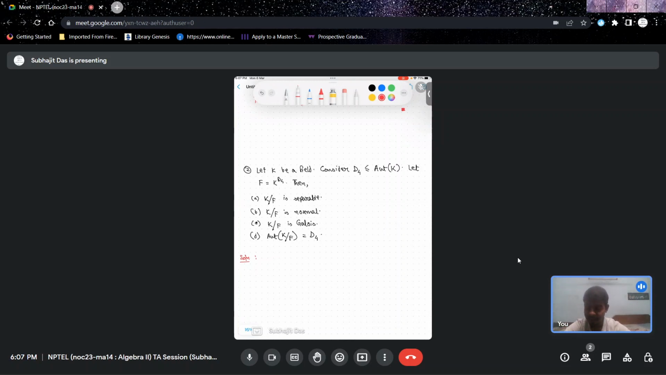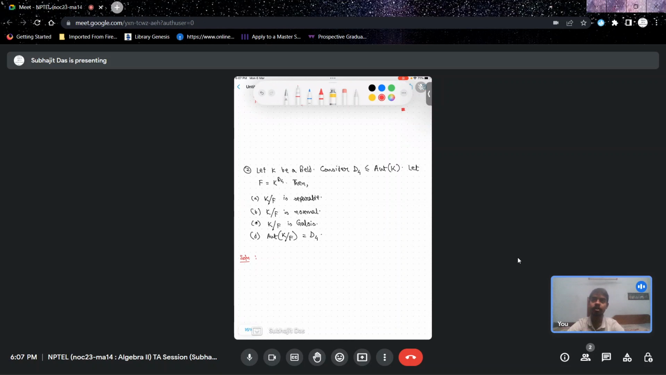Or you can define it like this: the fixed field of the Galois group of the extension, so first of all it should be a finite extension, and the fixed field of the Galois group of the extension in K should be equal to the base field F. Or you can also define it like this, that the degree of the extension is precisely equal to the cardinality of the Galois group of K over F. Okay, all these are equivalent ways of defining Galois extensions.